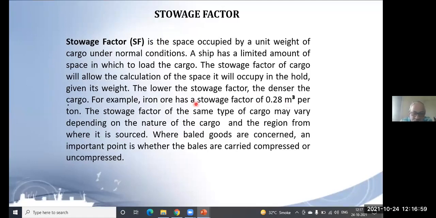The stowage factor of the same type of cargo may vary depending on the nature of the cargo and the region from where it is sourced. Where bale goods are concerned, this word is bale. What does bale mean? I will explain. Where bale goods are concerned, an important point is whether the bales are carried compressed or uncompressed.